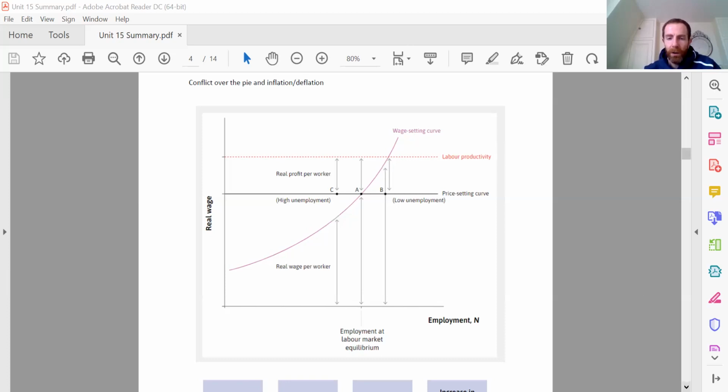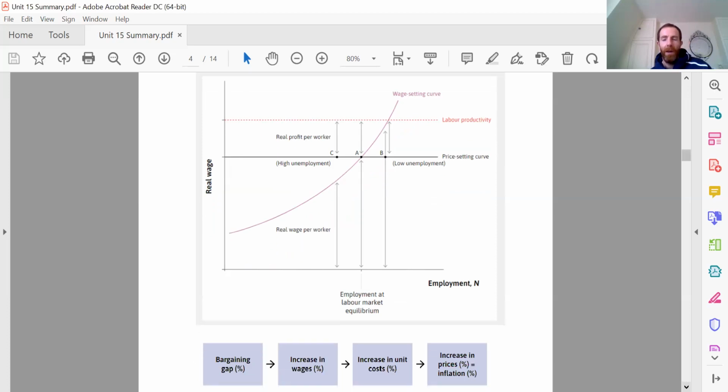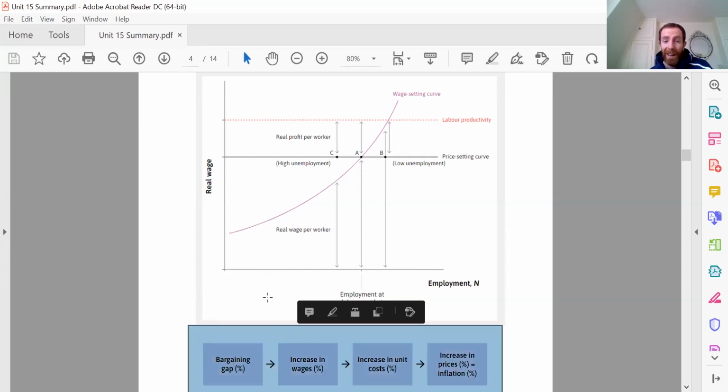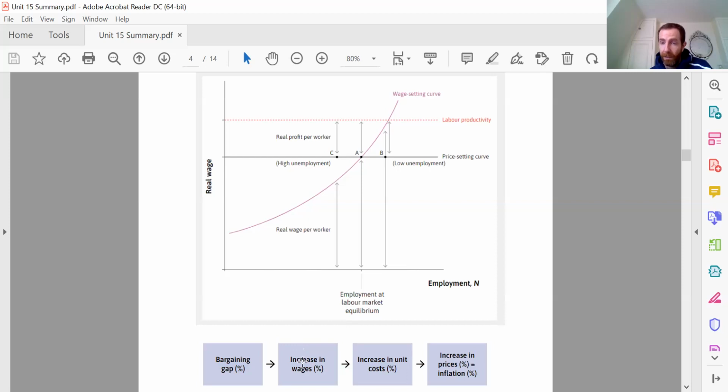Well, we've got a nice little flow chart which shows us what will happen. So if there's a bargaining gap, then firms are going to have to respond to that by, and here's where I want to be careful, increasing wages in the case of a positive bargaining gap. But when we had a negative bargaining gap, firms would respond by decreasing wages. That means that firms will, if they have a positive bargaining gap, have an increase in their unit costs. The cost of labor has gone up. Or if there's a negative bargaining gap, a decrease in wages means a decrease in unit costs.